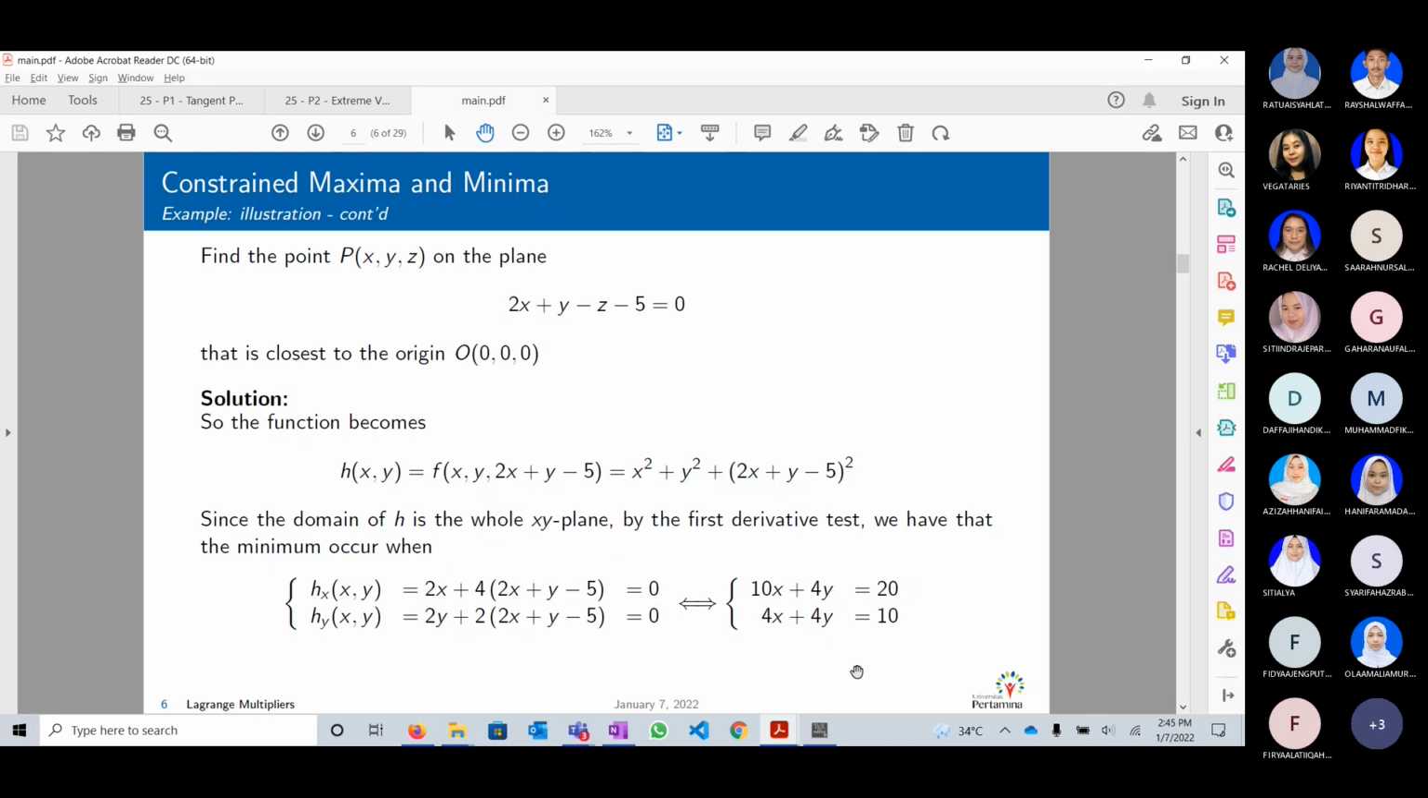And then we solve for x and y that satisfy these two equations.